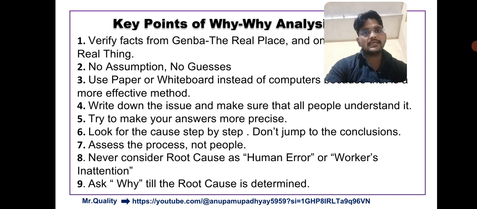And fourth one is write down the issues and make sure that all people understand, means involvement of all people is necessary. Fifth one is try to make your answer more precise. And sixth is look for the cause step by step, don't jump to conclusions. And seventh one is assess the process, not people, means focus on process, not on people. Never consider root cause as human error or workers' inattention. And ninth is ask why till the root cause is determined.